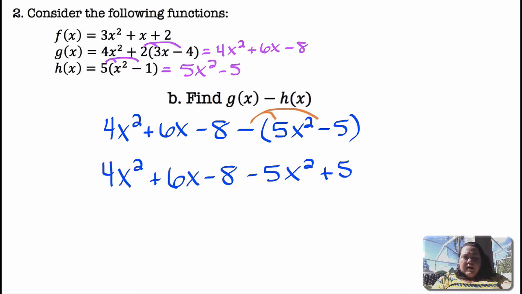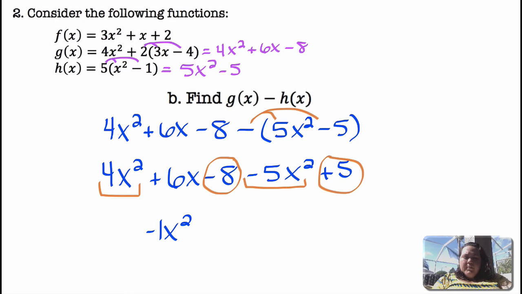So when I distribute the negative, I get this. And when I combine like terms, my x squared with x squared, x's with x's, I only have one x term, and constants with constants. So that gives me a negative 1x squared plus 6x. There's nothing to combine with the 6x. And then minus 3.